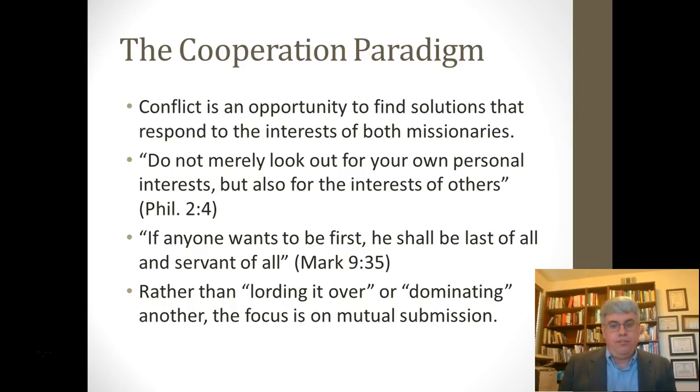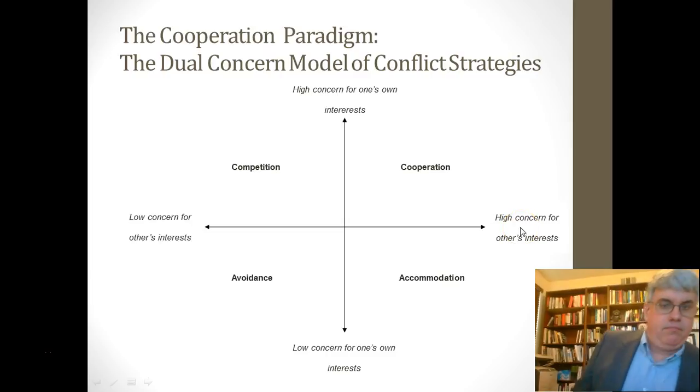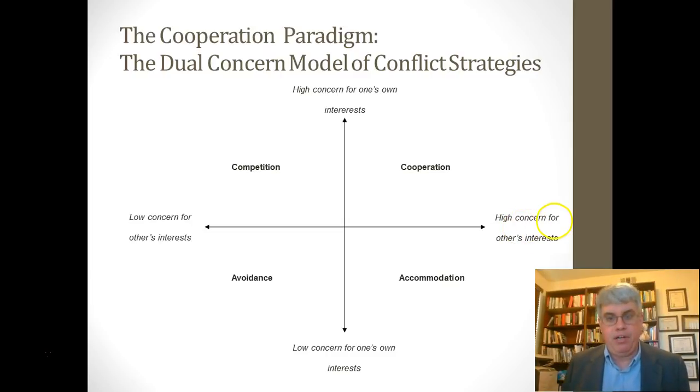The focus is on serving one another, or mutual submission, to find the best solution that responds to the concerns of both parties. Now this diagram here can help us understand what's going on. Over on this side, we have low concern for other interests. Some people just don't care about what the other person wants. Over here, we have high concern for others' interests, and some people will want to consider what other people are interested in.